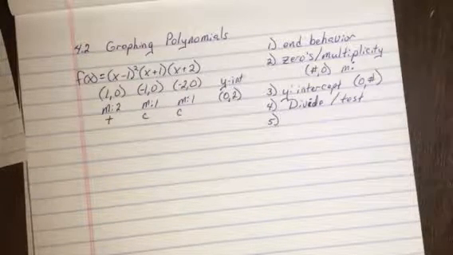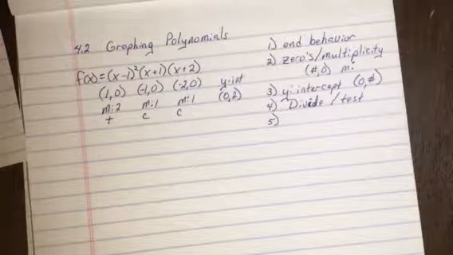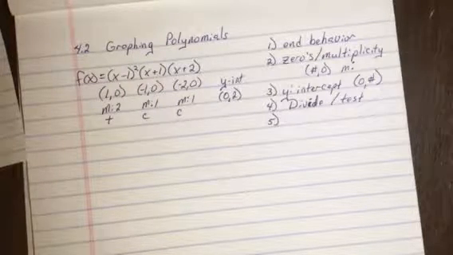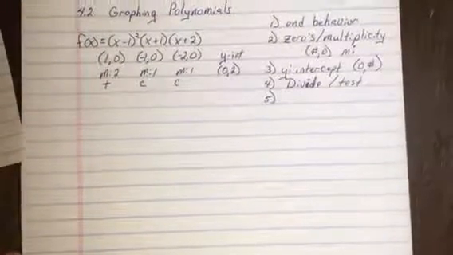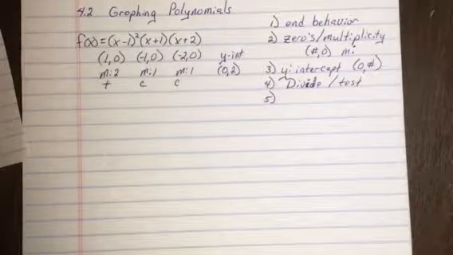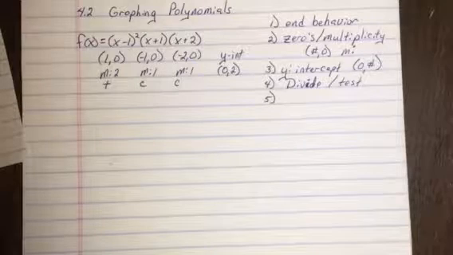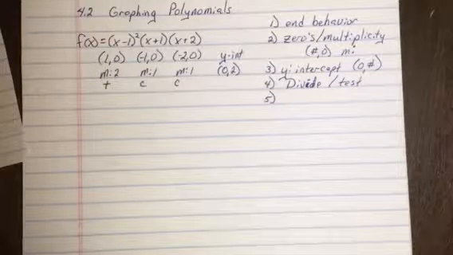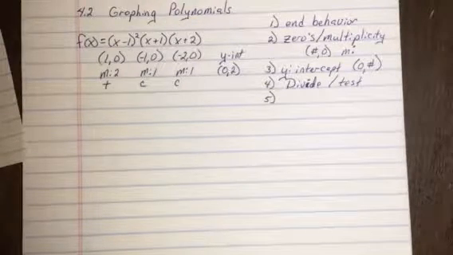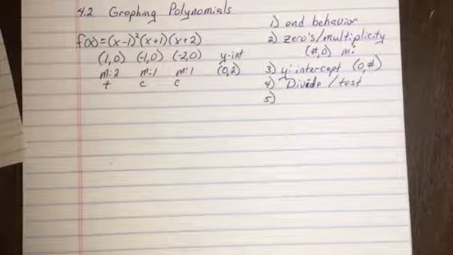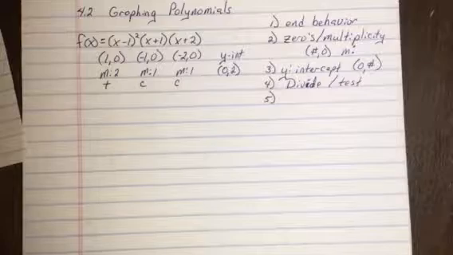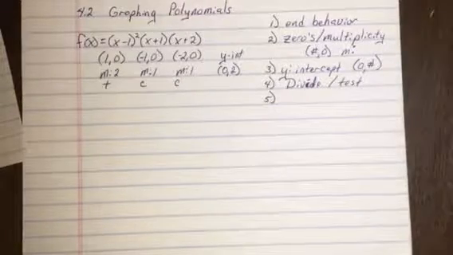Next part is basically divide and test. We're actually getting ready to graph because we got some critical parts. Now remember, in behavior, we decided we needed to look at the beginning. We had a positive even, which meant our ends were both up.